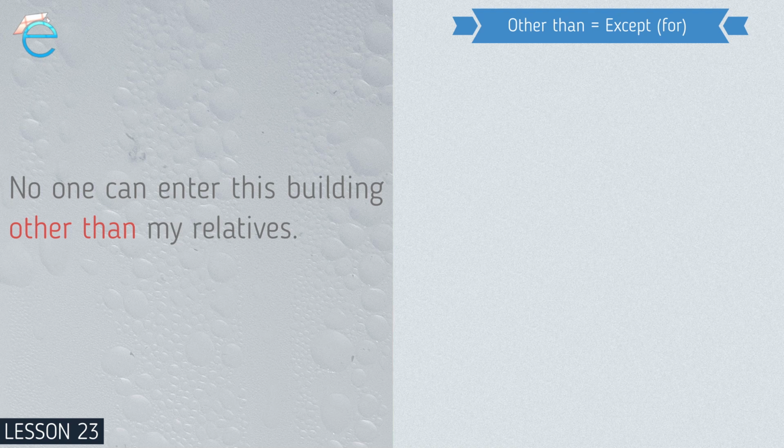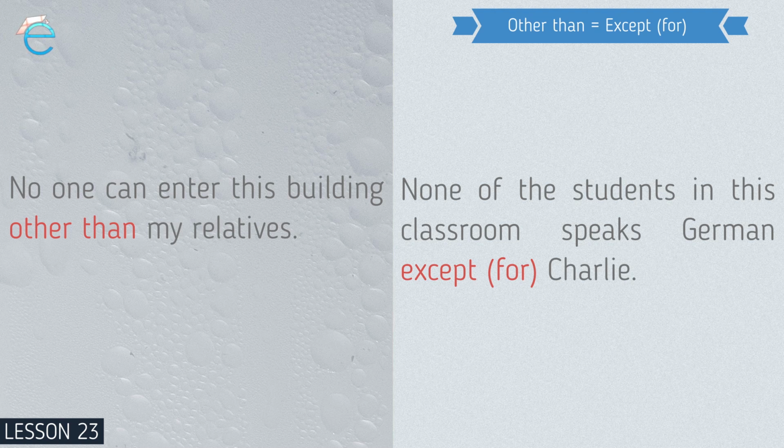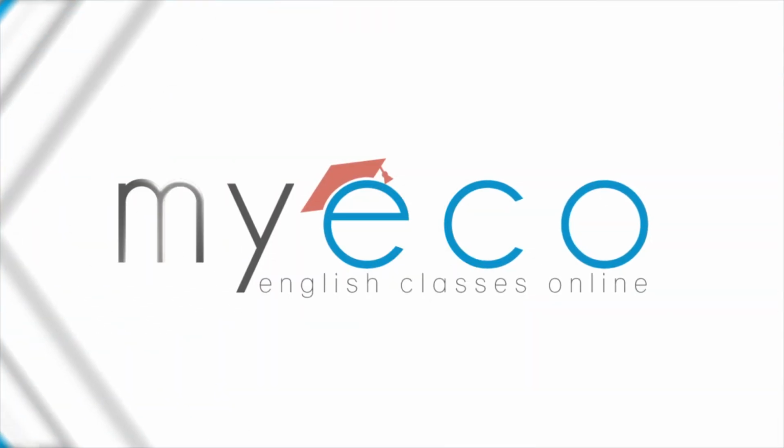Let's have a look at the second example. None of the students in this classroom speaks German except for Charlie. So again, only Charlie speaks German. Nobody else speaks German. There is a distinction between Charlie and the rest of the class.